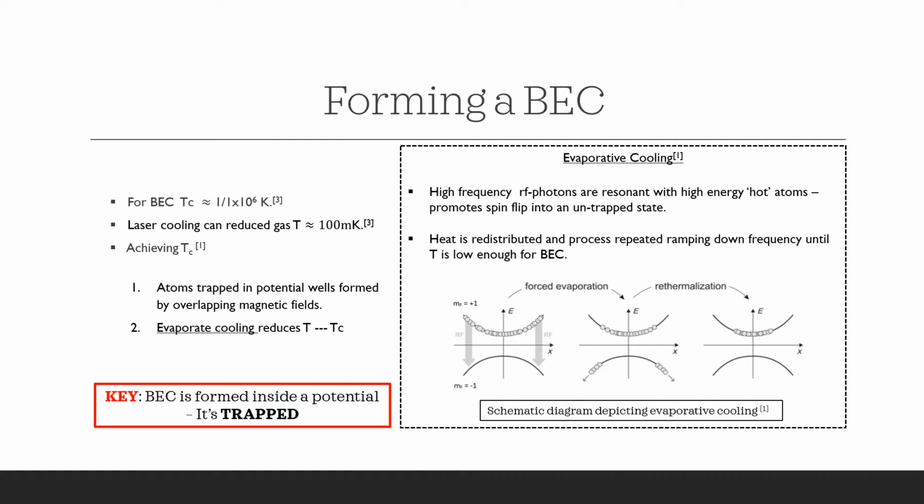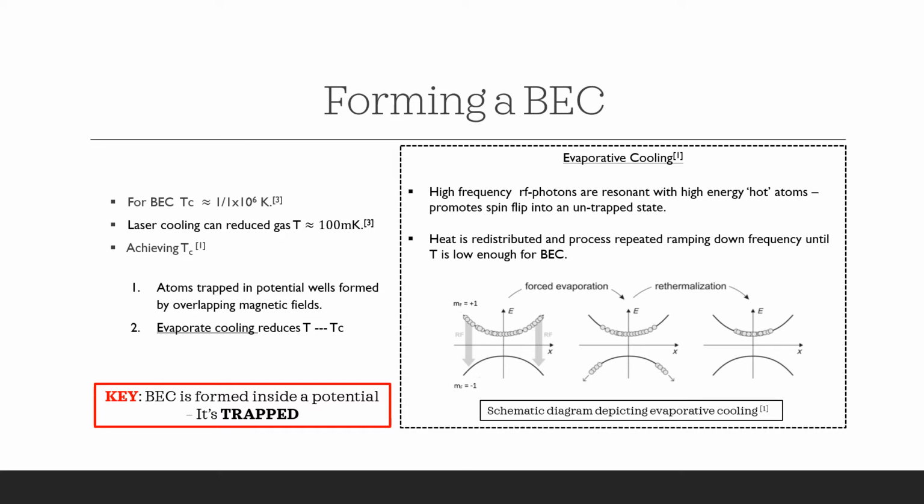However, in order to achieve the temperatures required for Bose-Einstein condensation, we need to do two things. Firstly, we need to trap the atoms. So how we trap them is we utilize the fact that atoms have individual magnetic dipole moments. This will mean that they will interact and feel a force in the presence of a magnetic field. Now, if there are multiple fields coming from multiple directions, the atoms feel a force from all directions, creating a potential well that traps them in space.